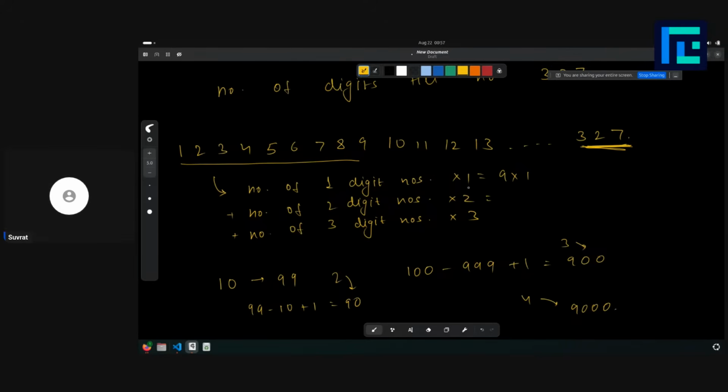So this would be 9, this would be 90, and since 327 is a three digit number, not all three digit numbers are covered in this sequence, right? Only from 100 till 327 we are covering. So what we can do is 327 minus 100 plus 1, into 3. Also here we'll get into 2. So we can break down the process in this way, and we'll be able to calculate the number of digits till a particular number in O of number of digits.